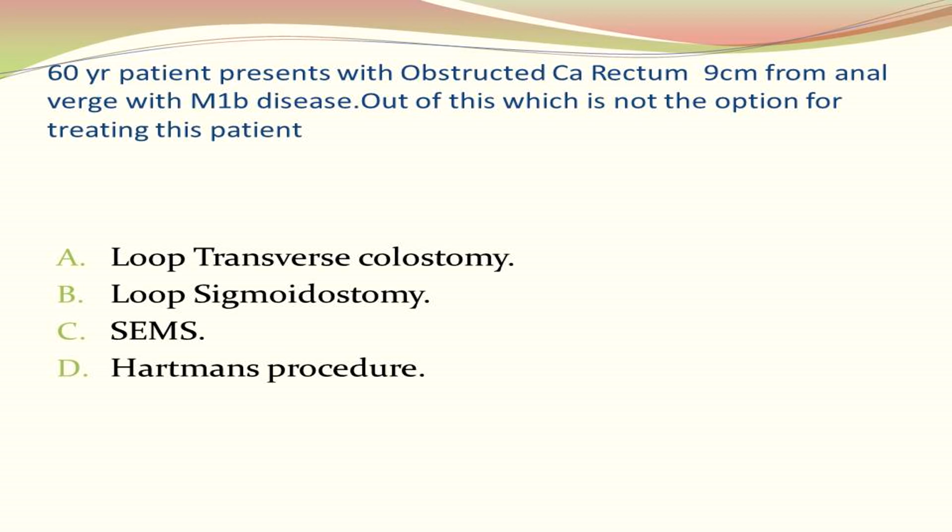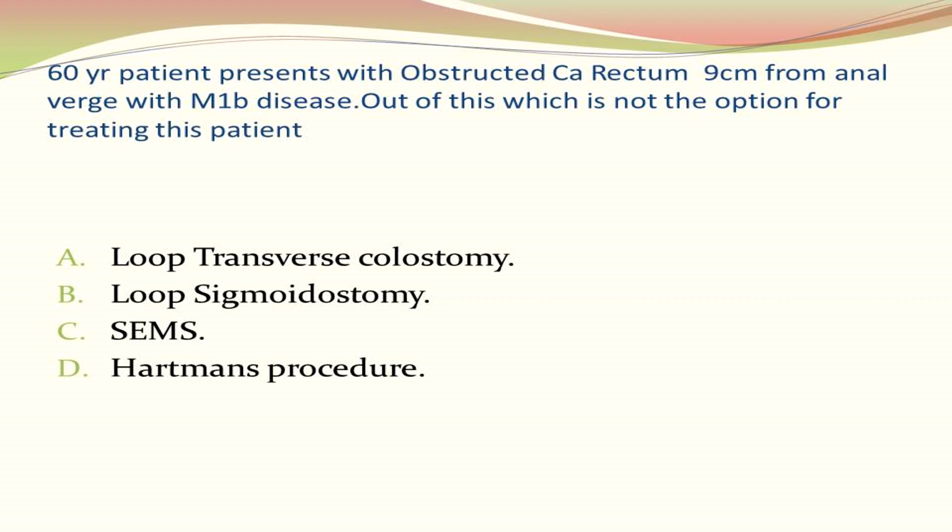Some clinical scenarios now, of what a CA rectum can come as to you in the emergency. So a 60-year-old patient presents with obstructed CA rectum 9 cm from the anal verge with M1B disease. That means there is a metastasis. Which of these is not an option for treating this patient? Loop transverse colostomy, loop sigmoidostomy, SEMS or a Hartmann's procedure.